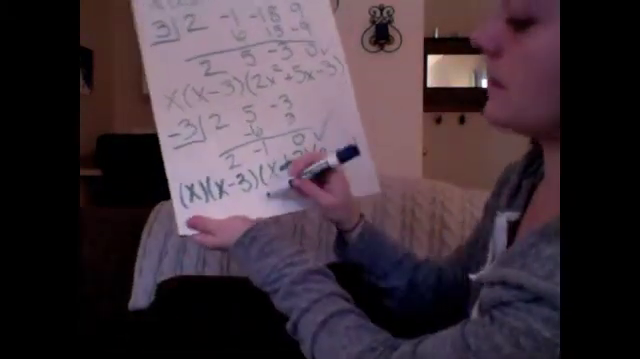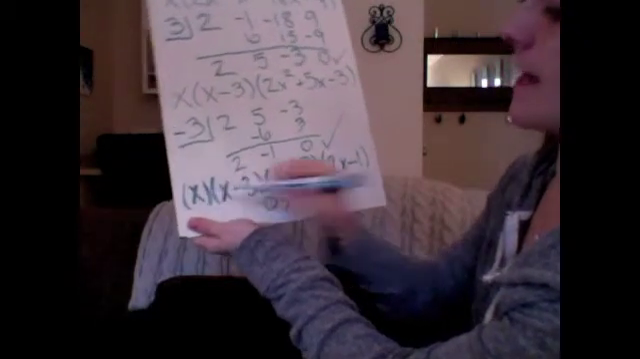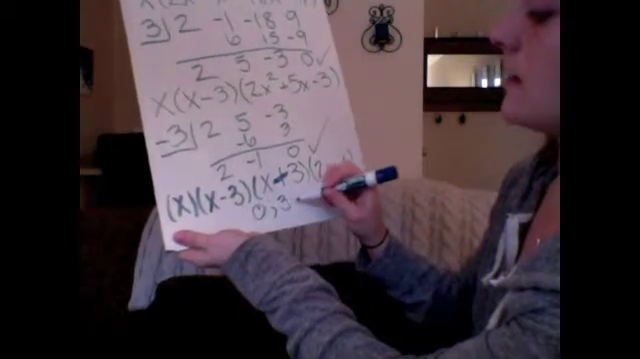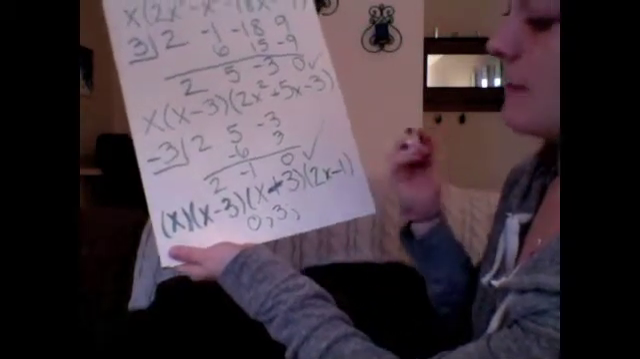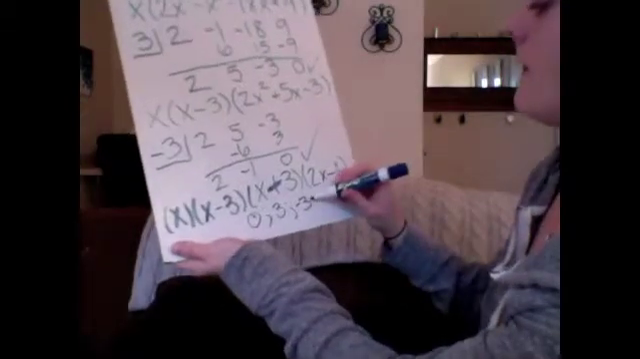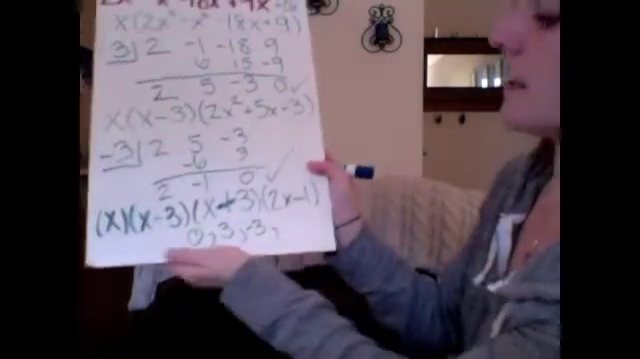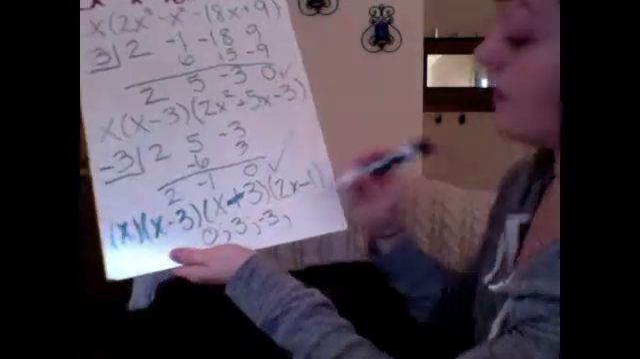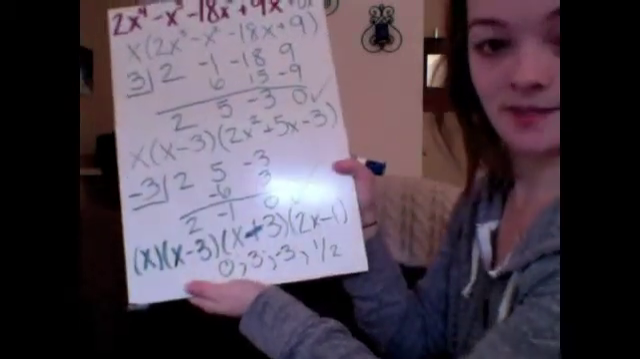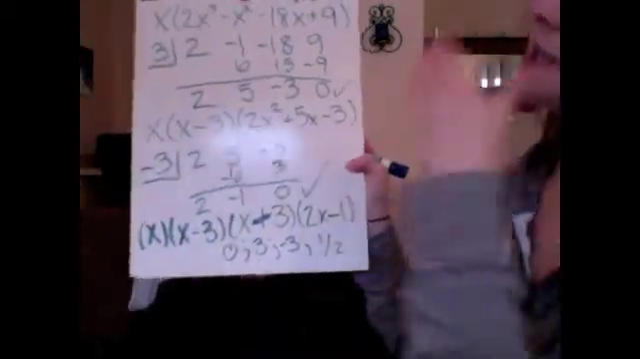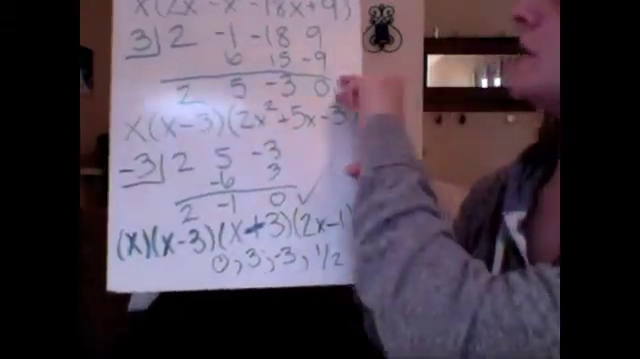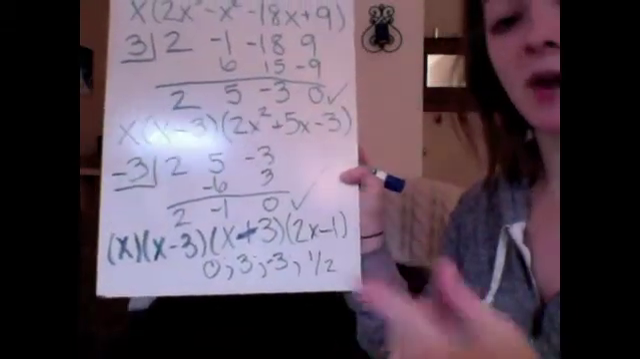So my zeros are 0 when I set x equal to 0. When I set x minus 3 equals 0, this is 3. When I set x plus 3 equal to 0, that'll give me negative 3. And 2x minus 1, I'll let you do this on your paper. If you set it equal to 0, that'll get you your zero of 1/2. So this was synthetic division, and continuously using synthetic division to get my factors smaller and smaller. You're always using these coefficients that are created to create the next factor.